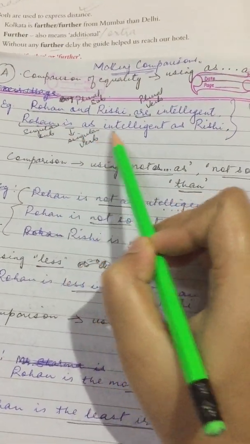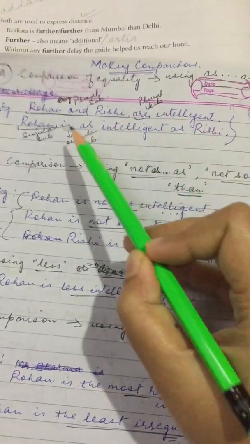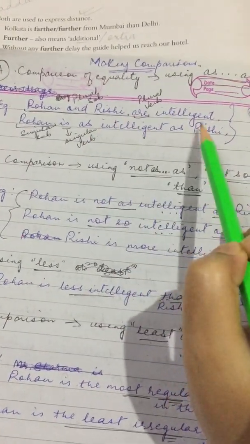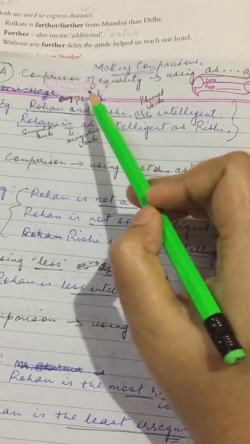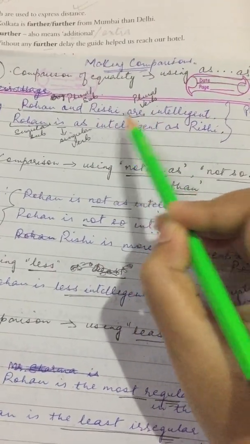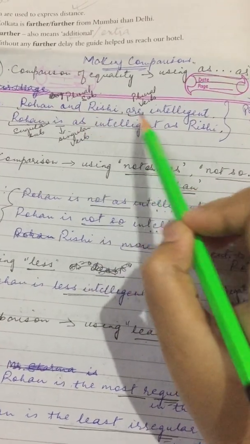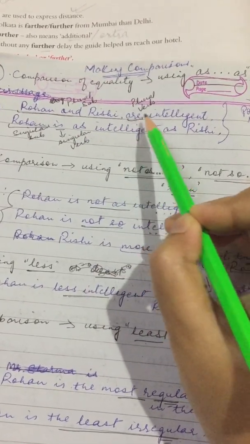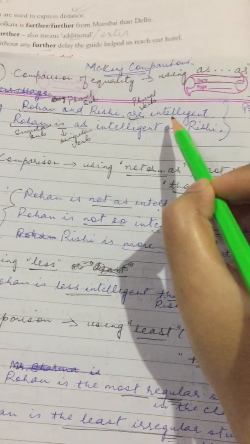Rohan is as intelligent as Rishi. We are showing a comparison of equality. Why is it called equal? Because in this sentence, both the boys are being shown as intelligent.